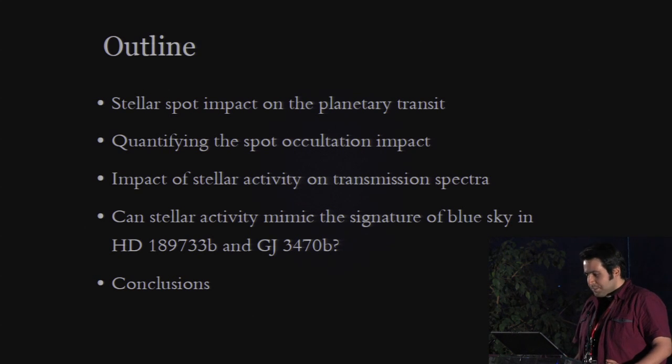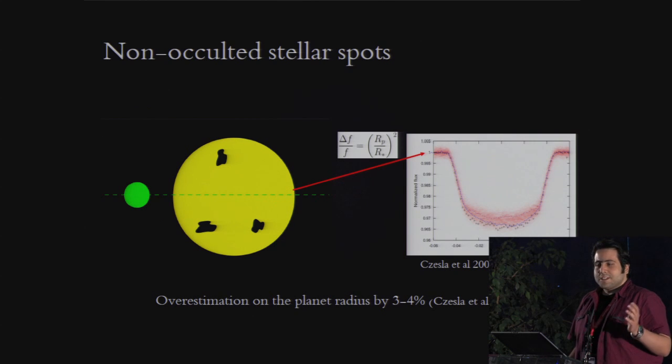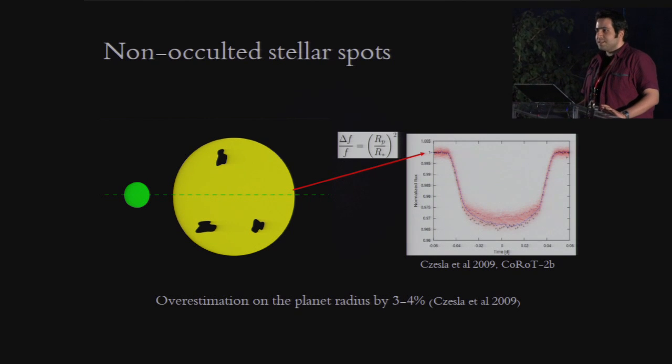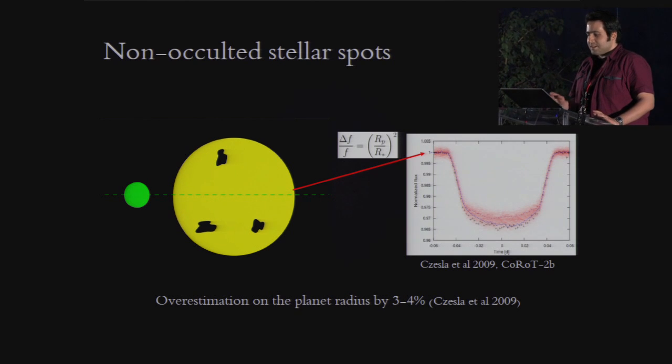planetary atmosphere study. So the stellar activity, mostly the stellar spots, can affect the transit in two ways. The first one is when the stellar spots are not occulted by the transiting planet. In that case, the total flux of the star is reduced, and as a consequence, we are overestimating the planet radius. For example, in the case of CoRoT-2, it was 3 to 4% bigger than it should be because of this effect.